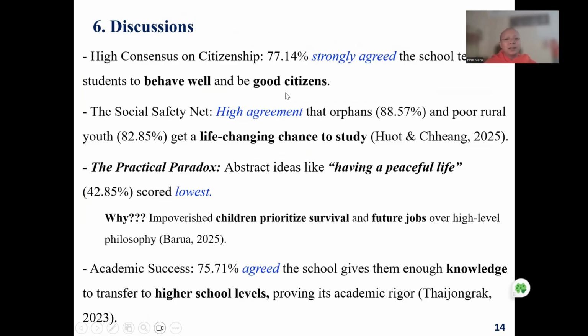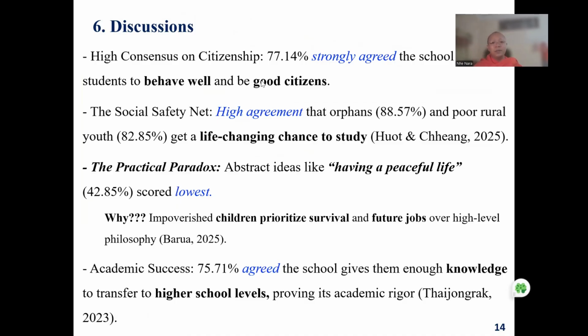Now, let's move to the discussions. High consensus on citizenship. As shown in the table, 77.14% strongly agree that the school teaches students to behave well and be good citizens. As we know, Buddhist ethics and Buddhist teaching included in the curriculum also guide the students how to live in society, to be good citizens and to behave well in society.